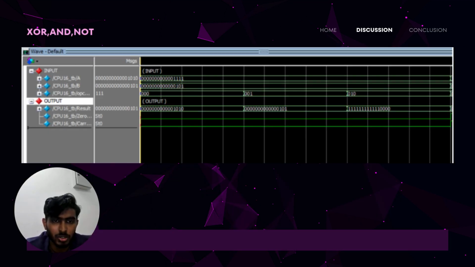Good day, sir and ma'am. So this is our result waveform. As we see in the waveform, for the input of 1111 and 0101, for the XOR we get the output 1010, and for opcode 001 we use AND. For the AND, we get the value of 0101, and then for 010, the opcode of NOT, we use only operand A. So the value of A will be the only one changed. The 4 bits at the back will be changed into 0, and the others will be changed to 1.